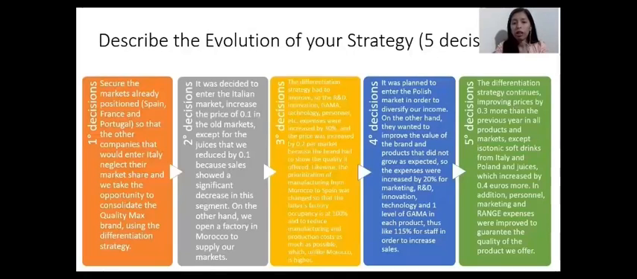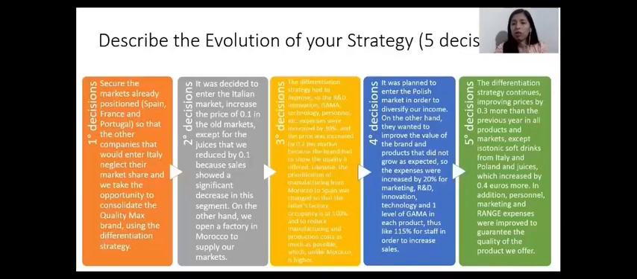On the other hand, we wanted to improve the value of the brand and products that did not grow as expected, so the expenses were increased by 20% for marketing, R&D, innovation, technology, and one level of gamma in each product. That's like 115%, for staff in the order decrease.